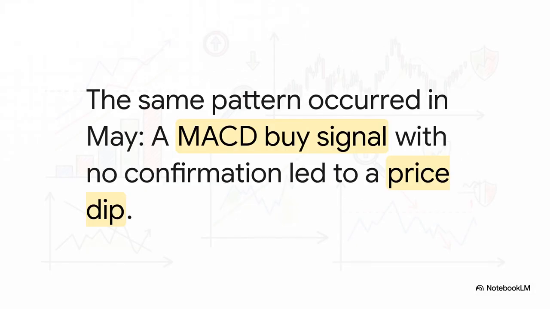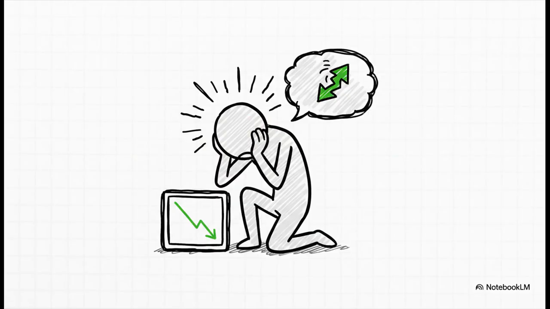And hey, this wasn't just some random fluke. Look what happens again at the end of May. It's the same story. The MACD screams buy, but the moving averages are just sitting there silent. And what happened to the price? Yep, it went down. Total bummer, right? There is almost nothing more frustrating than seeing a signal that looks so promising turn into a losing trade.